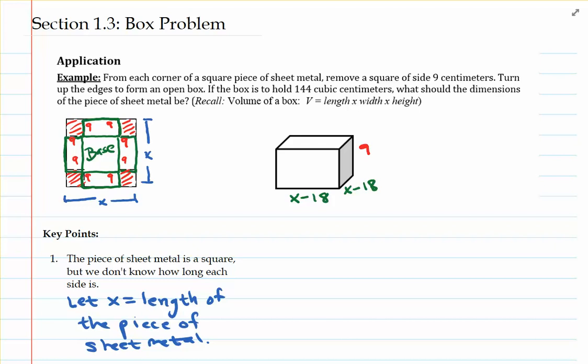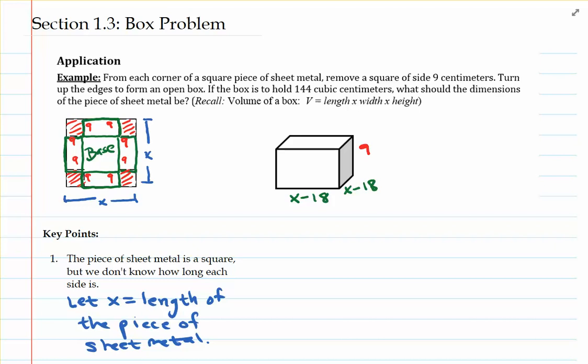In fact, the third sentence here says that the box is to hold 144 cubic centimeters. And we want to take all that information to figure out what the dimensions of the piece of sheet metal should be. So ultimately, we want to figure out what x is. Once we figure out what x is, we can go ahead and figure out just exactly what the dimensions of this piece of sheet metal should be in order to satisfy these conditions.